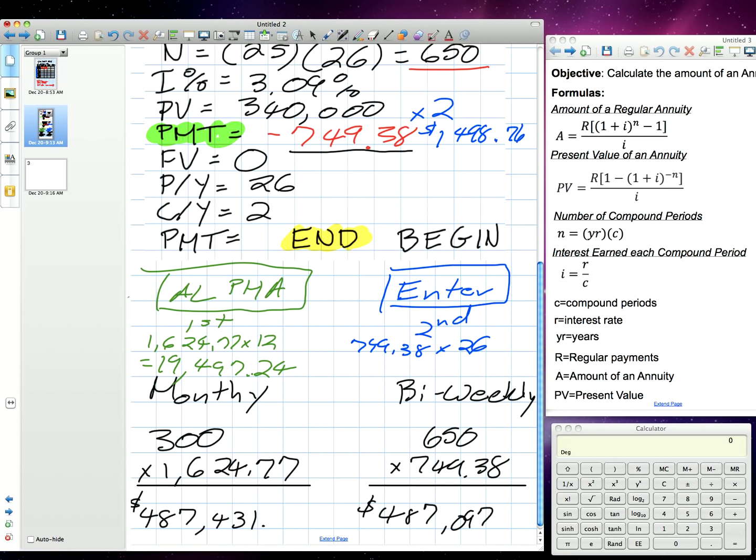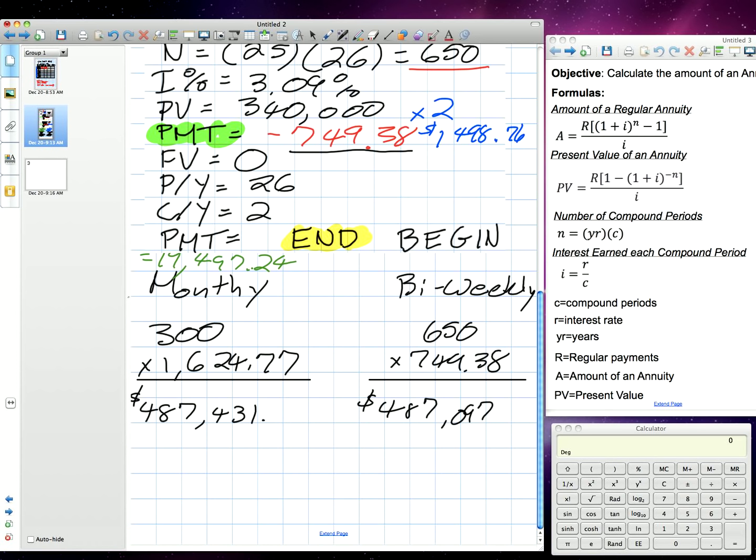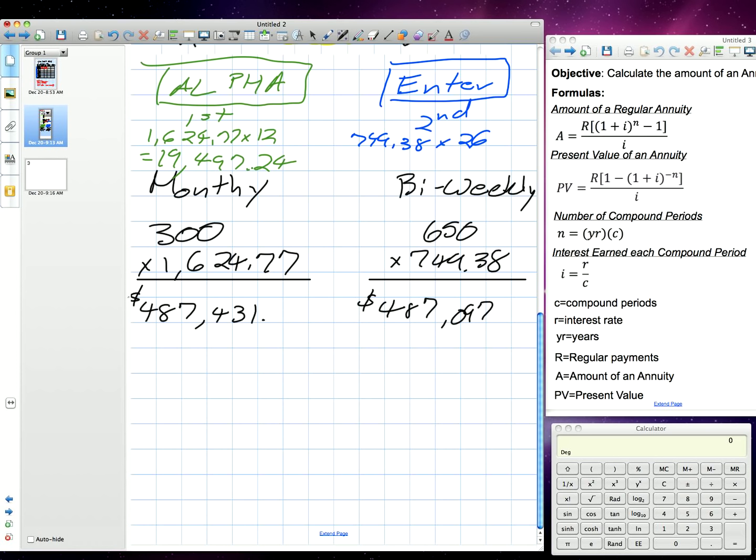Now, if you really want to get down to it, you will save money with your bi-weekly mortgage, but in the end, it doesn't end up being a rather large amount compared to how much we're paying in general. So we're going to figure out exactly how much interest I was charged. Remember, this was a $340,000 mortgage.